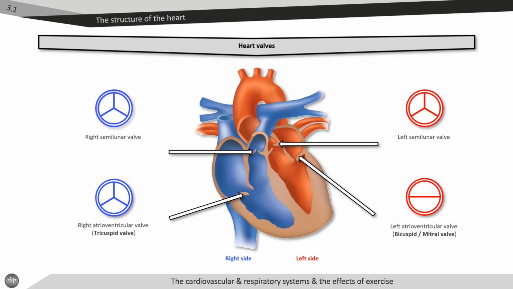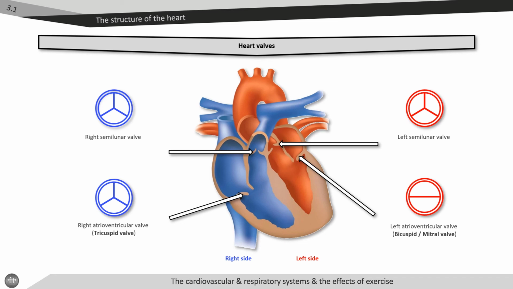We also have semi-lunar valves situated at the top of the heart, which prevent the flow of blood back into the associated ventricles during ventricular relaxation, which is known as diastole. The semilunar valves also have separate names according to where they are placed.